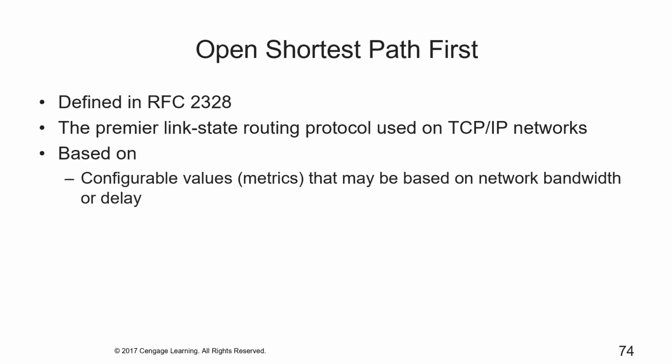So we've talked about OSPF for Open Shortest Path First. It's defined in RFC 2328, and it's the premier link state routing protocol used on TCP/IP networks. Now, when we use the term open, we're referring to the non-proprietary nature of the protocol. OSPF routing is based on configurable values, also called metrics, that may be based on network bandwidth, delay, or even monetary cost. Sometimes when we talk cost, we're talking money, but we're also talking path and time and number of networks. By default, the metric used for route determination is based on network bandwidth.